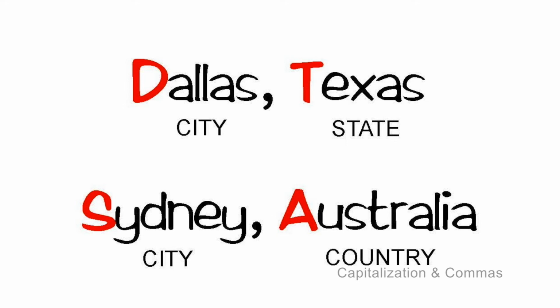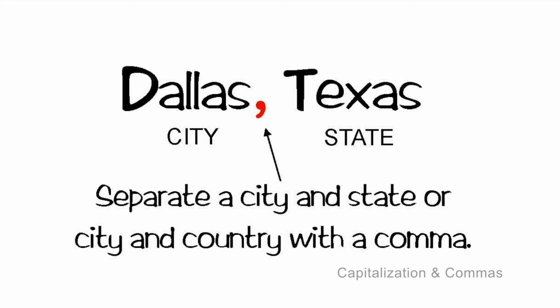One more example below is Sydney, Australia, where Sydney is a city and Australia is the country. Notice how both of those have capitalized first letters as well, the S in Sydney and the A in Australia. Also very important, you must separate a city and state or city and country with a comma. So notice that there is a comma between Dallas and Texas, and there was one between Sydney and Australia as well.